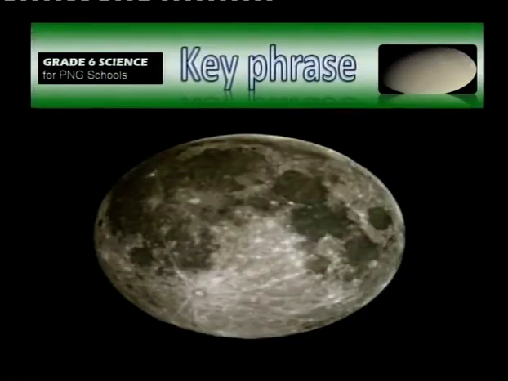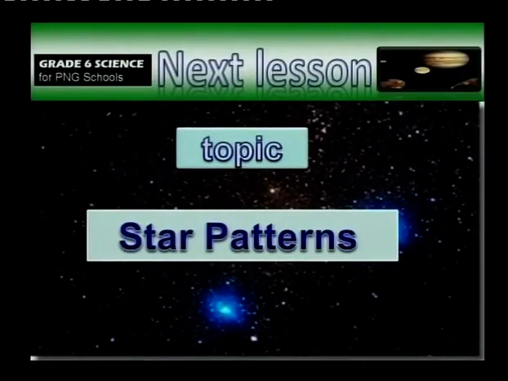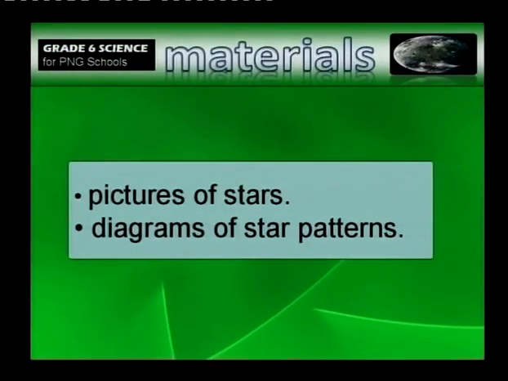And our key phrase for today's lesson, 6C and receiving students, moon tides. And our next lesson topic will be on star patterns. We will look at star patterns. Receiving teachers and students, you should provide the following materials: pictures of stars and diagrams of star patterns.